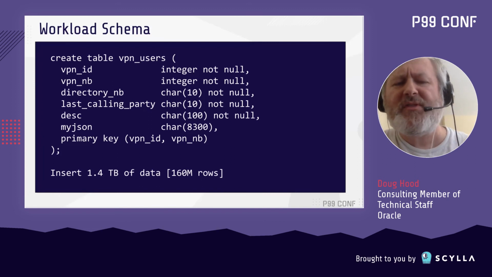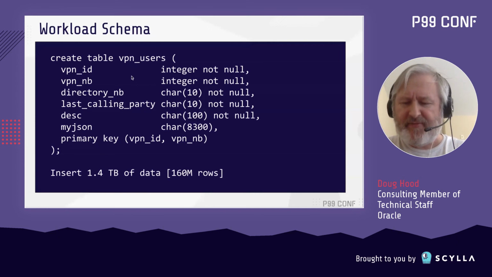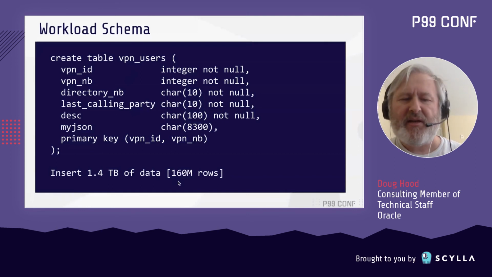So what was the actual workload that I was running? I work for Oracle. I do database stuff with SQL. So I had a table, a pretty simple table with pretty simple data types. I inserted 1.4 terabytes of data, and for the width of these tables, that used up about 160 million rows. That was the structure of the table, and I was populating 1.4 terabytes of data on a machine with 1.5 terabytes. So I was almost using all the memory.